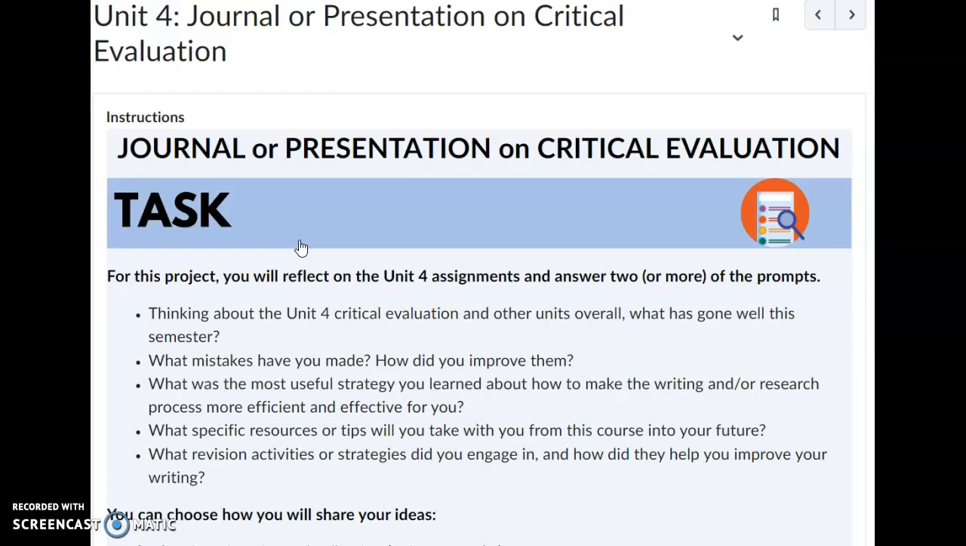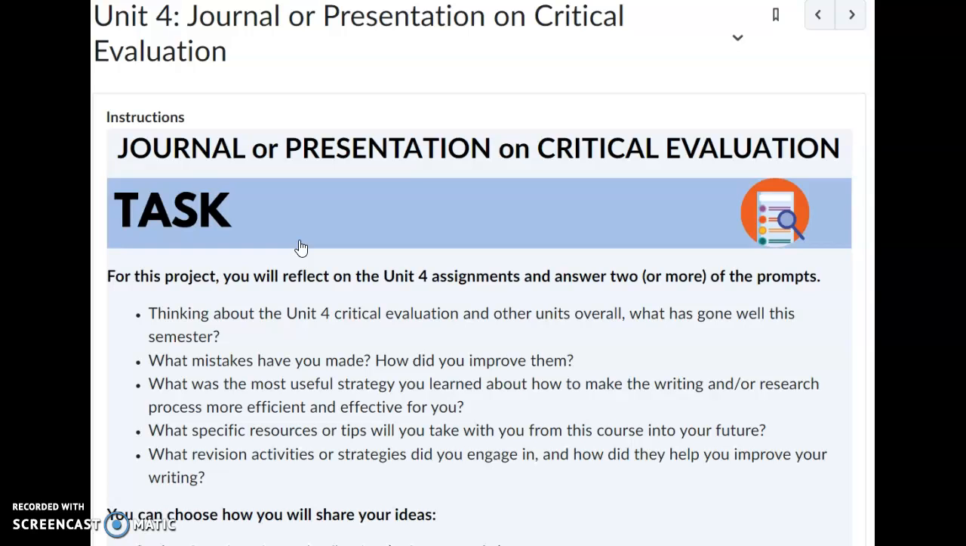If you learned that and have incorporated that into your writing process, that is a fantastic thing to include in a response to resources or tips that you're already incorporating and you're going to take into your future. Another question is, what revision activities or strategies did you engage in and how did they help improve your writing? All of this is in service of reflecting back on things that you improved and ways that you did it so that you can carry those things with you into the future.